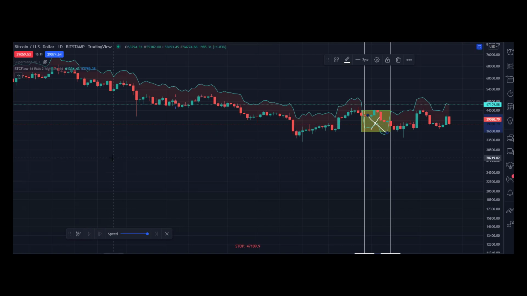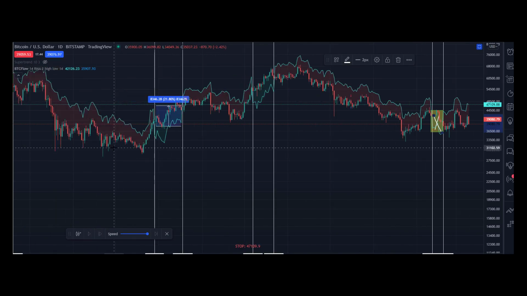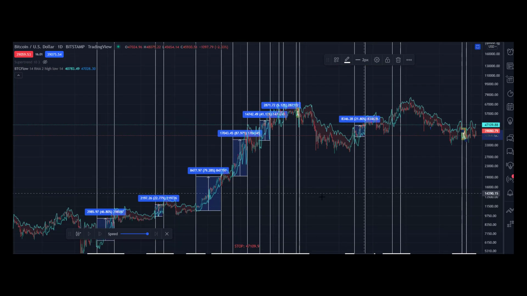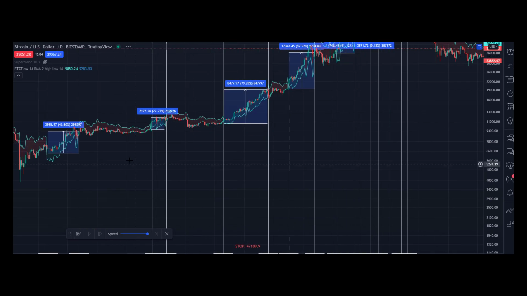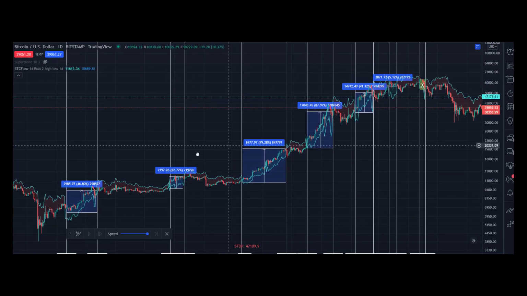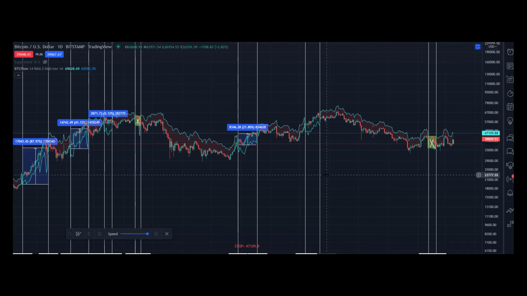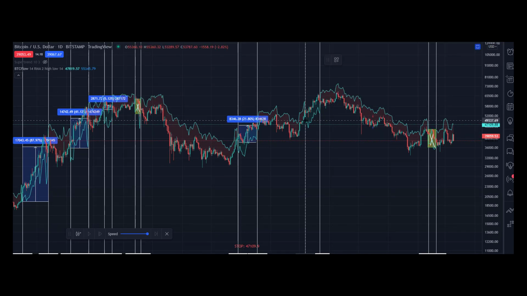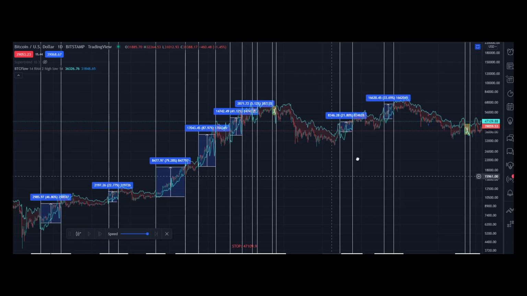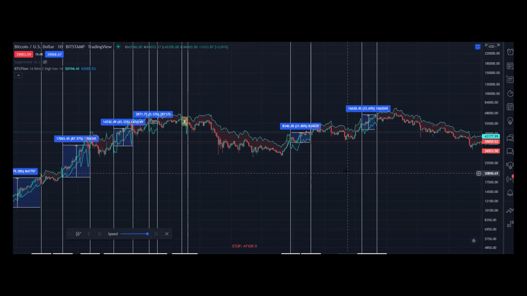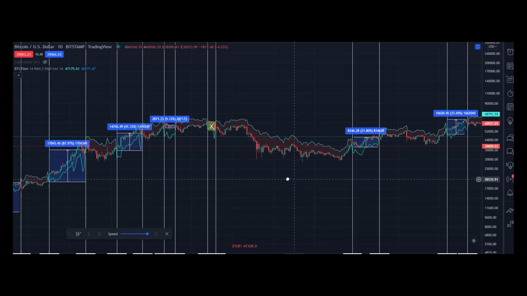Okay guys, as you can see here, I finished the 1 day chart for Bitcoin. So how many trades and how many losses? Okay, let's see. 1, 2, 3, 4, 5, 6, 7 wins. And actually I missed this one, and this one too. Yeah, 8 wins and 2 losses since 2020 with this trending system.